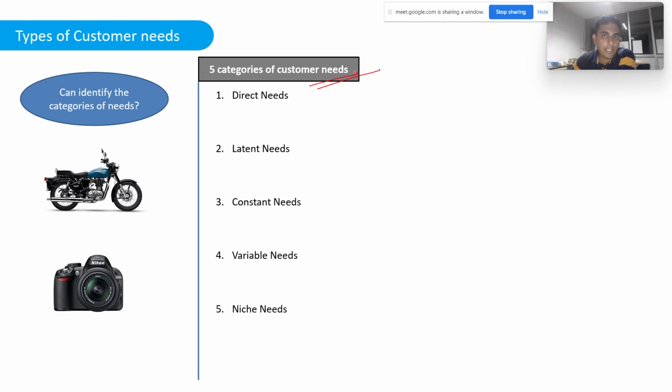So basically there are 5 categories of customer needs. Okay, have you gone through these kinds of requirements?